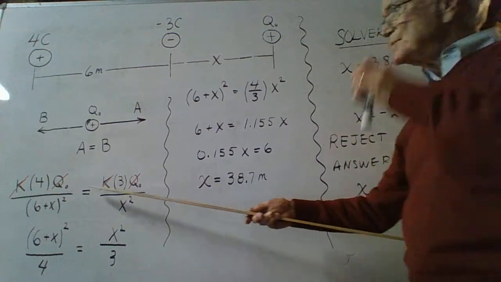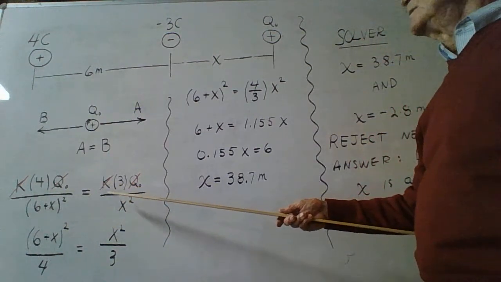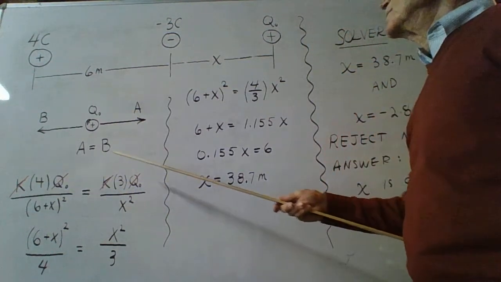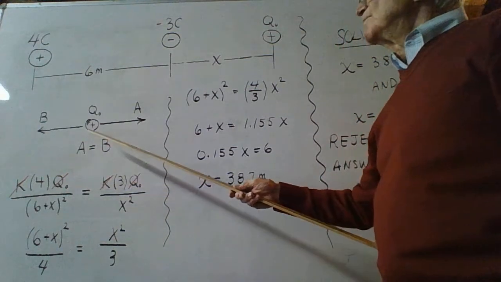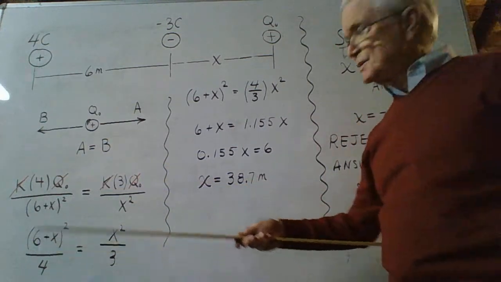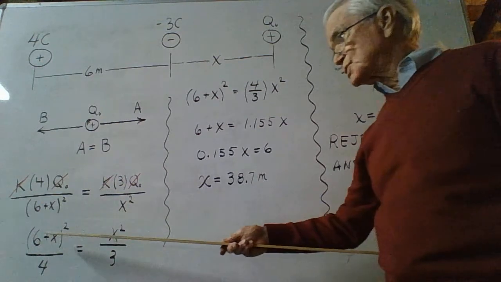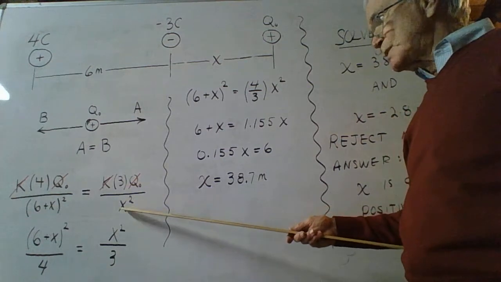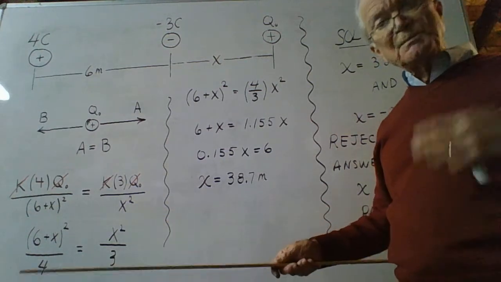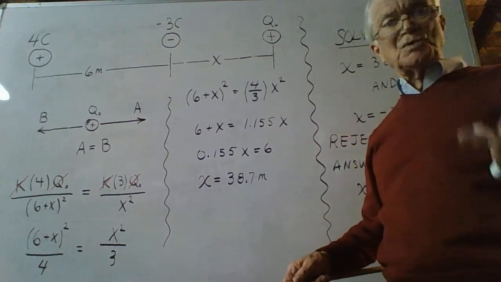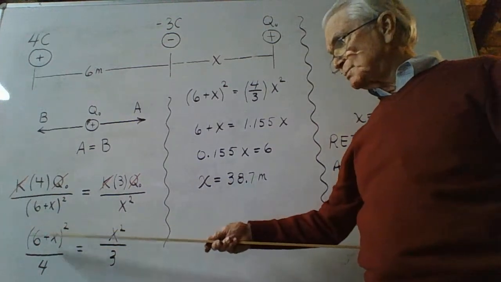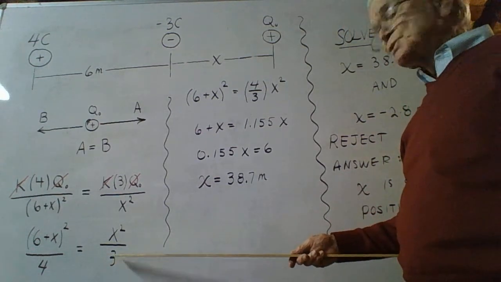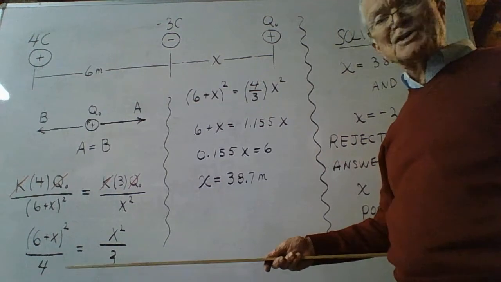Now we can simplify this equation before we try to solve it by dividing both sides of the equation by KQ naught. KQ naught appears in the numerator on both sides. Divide the equation by KQ naught, and the KQ naughts cancel. And now we have a simpler looking equation. 4 over (6 plus x) squared equals 3 over x squared. But what I'll do is reciprocate both sides of this equation. In other words, turn both sides upside down. So now we've got (6 plus x) squared over 4 equals x squared over 3, which I'll further simplify by removing the fractional nature of this equation.